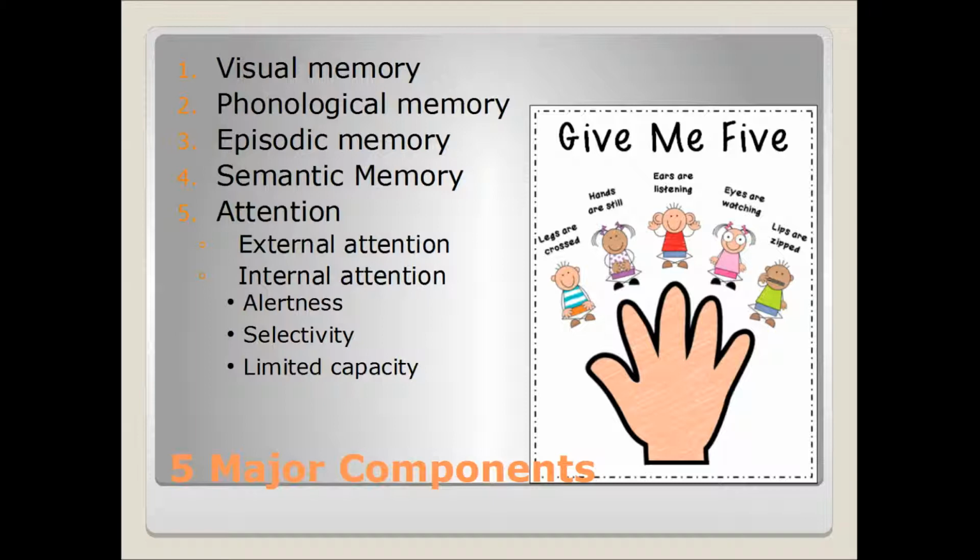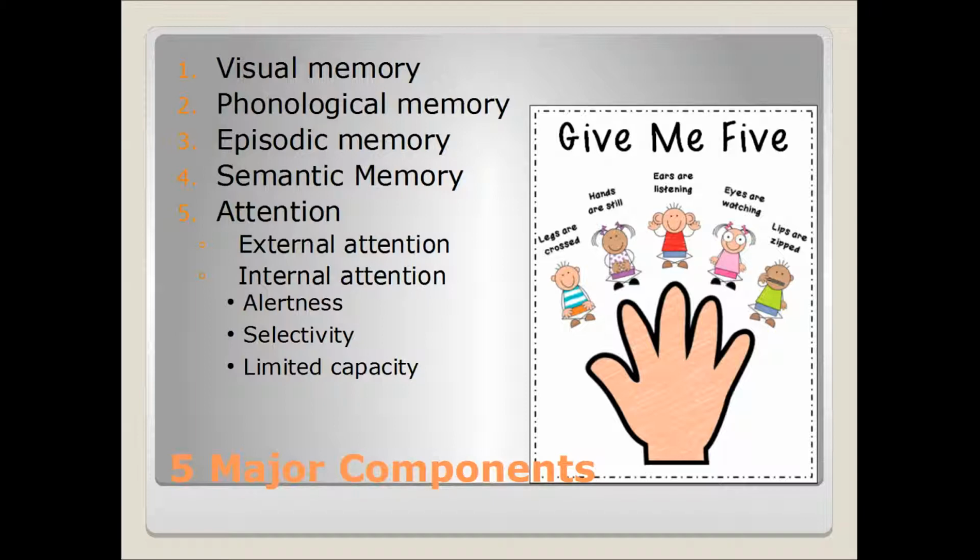Finally, attention occurs in 2 forms. One is the observable external attention. An example of this would be how I use "give me 5" in my classroom. Legs are crossed, hands are still, ears are listening, eyes are watching, lips are zipped, and this gets my students to pay attention. The second is the unobservable internal attention, which is what's happening inside the reader's mind.